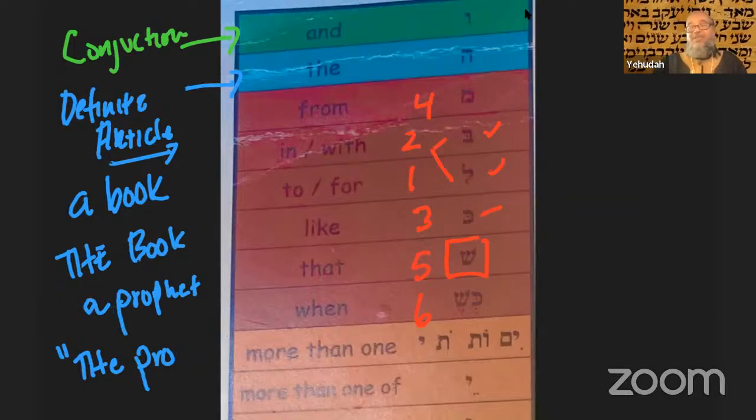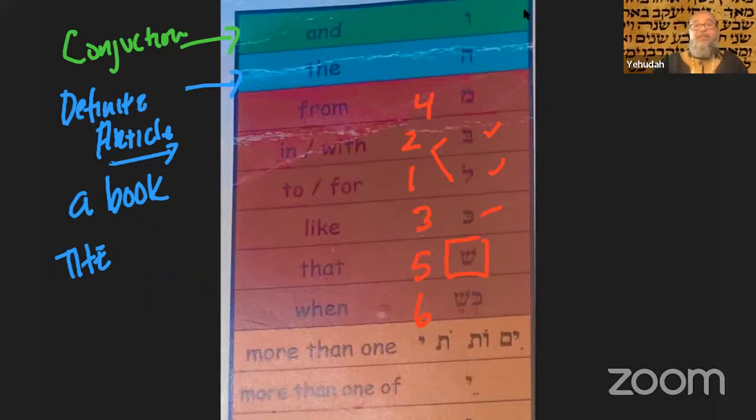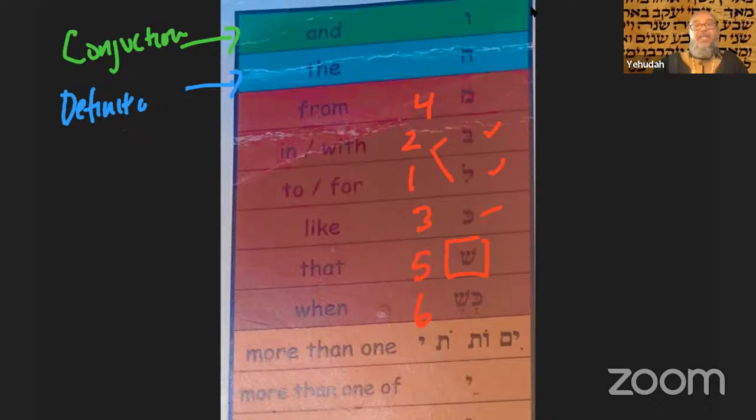Okay, so these are the reasons why we should know if something is a definite article or whether it is indefinite. So definite means I'm pointing directly to that object. If it is indefinite, that means it could be anything. It could be a book.